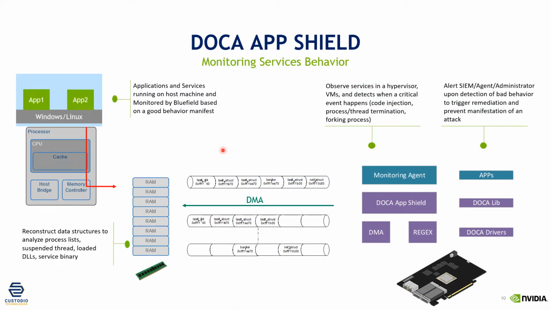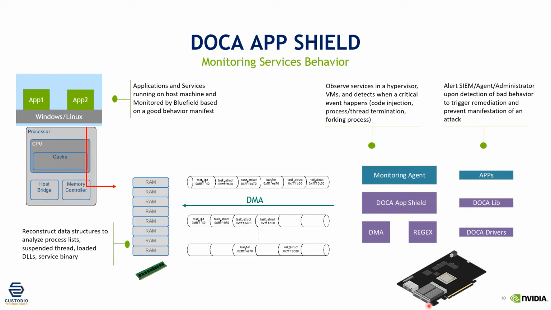Let's have a look at Docker App Shield and using its capabilities to monitor services behavior. On the left side of the screen, we can see a host system, which can have a bare metal operating system or a hypervisor with multiple virtual machines running on top of it. Inside any of these operating systems, applications are running and accessing the host's memory through the memory controller on this red lane.